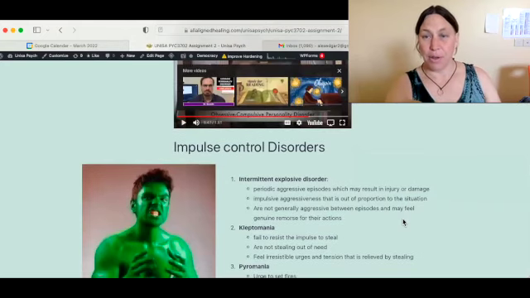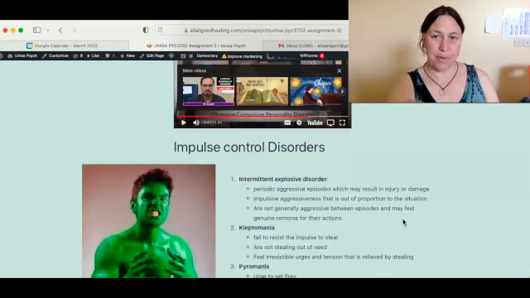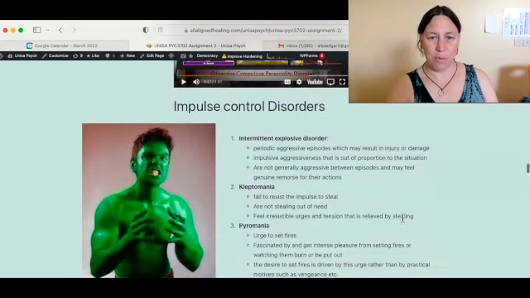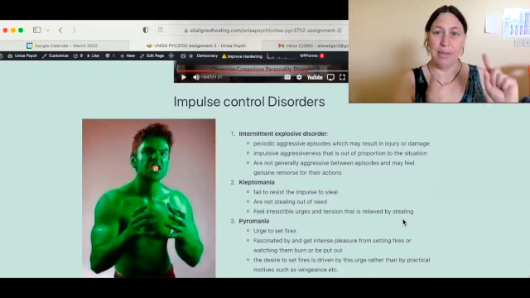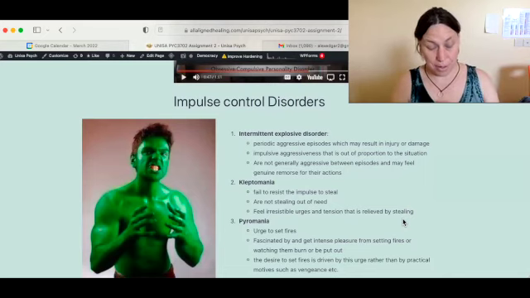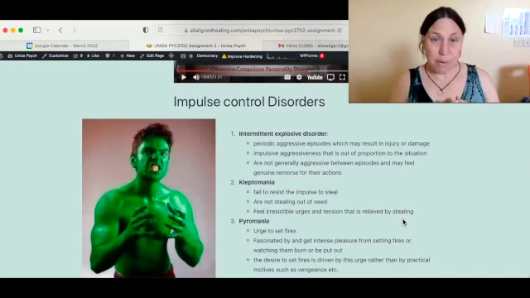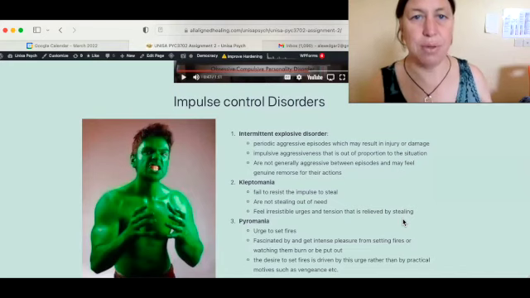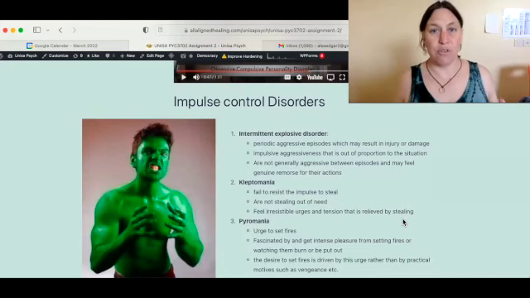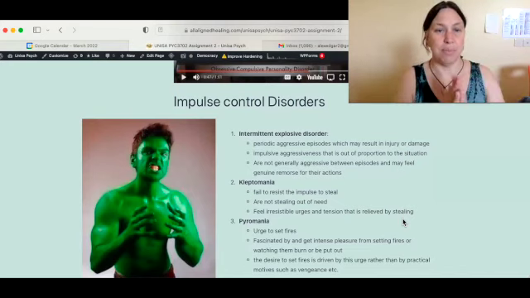Right. Moving on to the second aspect, which is impulse control disorders. We're just looking at 3. Intermittent explosive disorder. When intermittently you explode with anger and aggression. You may regret it in between and not actually feel aggressive in between, but it's an overreaction to situations where you just lose your temper.